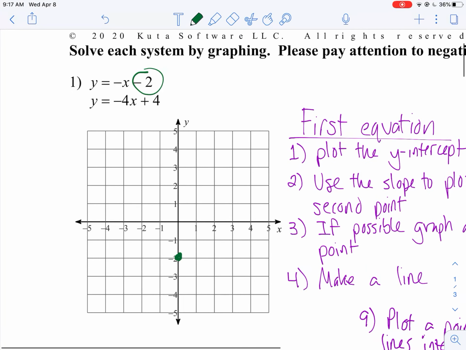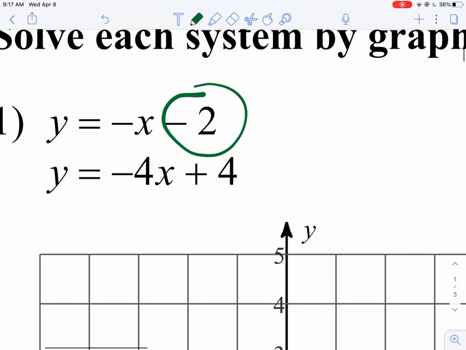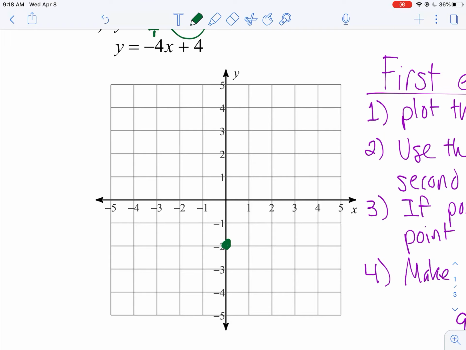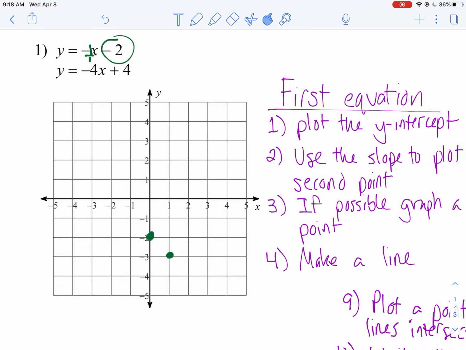Next, use the slope to plot a second point. My slope right here, I just have -x, or I can put a 1 in front of it. You can always put a 1 underneath it too. So I have -1 over +1. So I'm going to go from my y-intercept, -1, +1. I'm going to go down 1, over 1, just like so. Down 1, over 1. That's my second point.